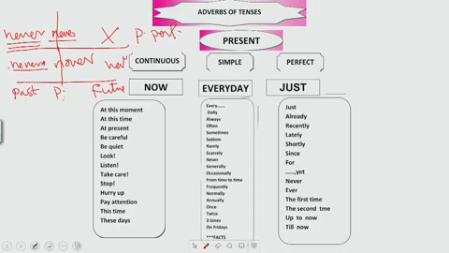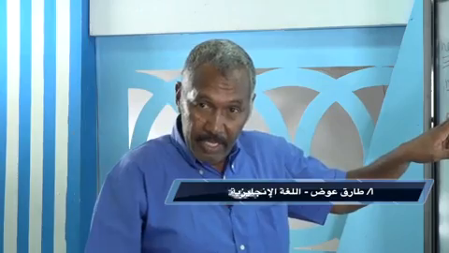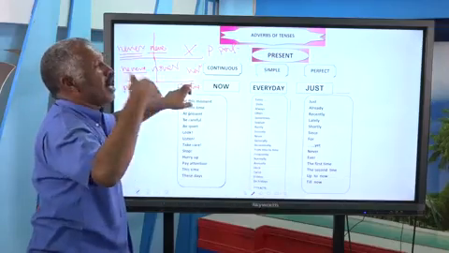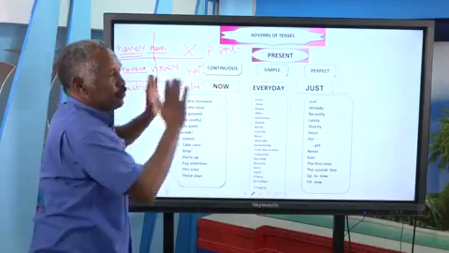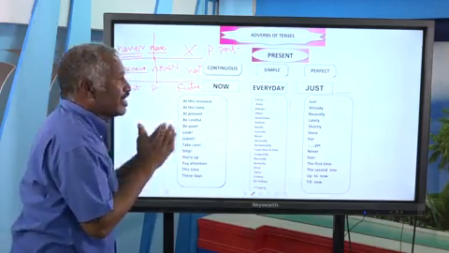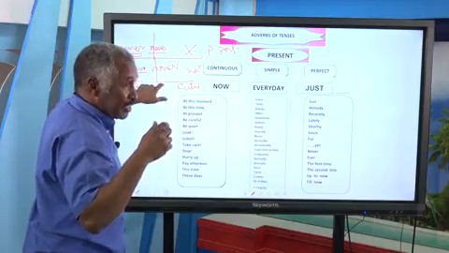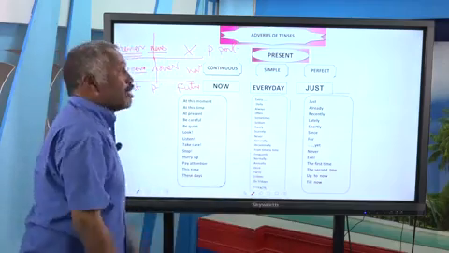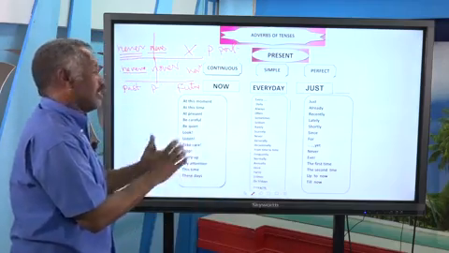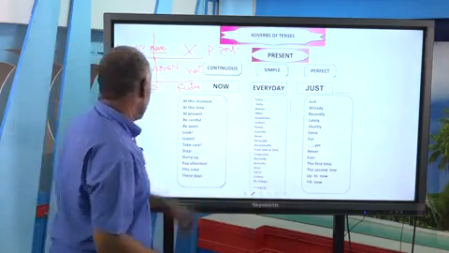I never watch TV. What does it mean? I never watched TV in the past, I never watch TV now, I will never watch TV in the future. But when we say I have never watched TV, what does it mean? I have never watched TV in the past and present, but in the future, I may watch TV. This is the difference between them.